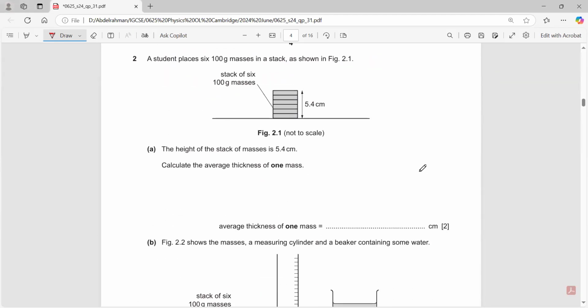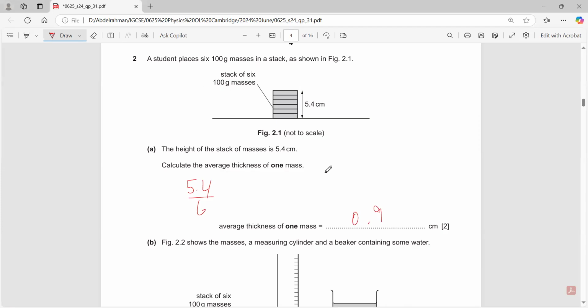Moving on to question two. A student places six 100-gram masses in a stack, and the height of the stack is 5.4. Can I find the average thickness of one mass? Yes, I can. How can I do that? By division. You divide the total height by the number of masses. So basically, it's 5.4 divided by 6, which is 0.9.